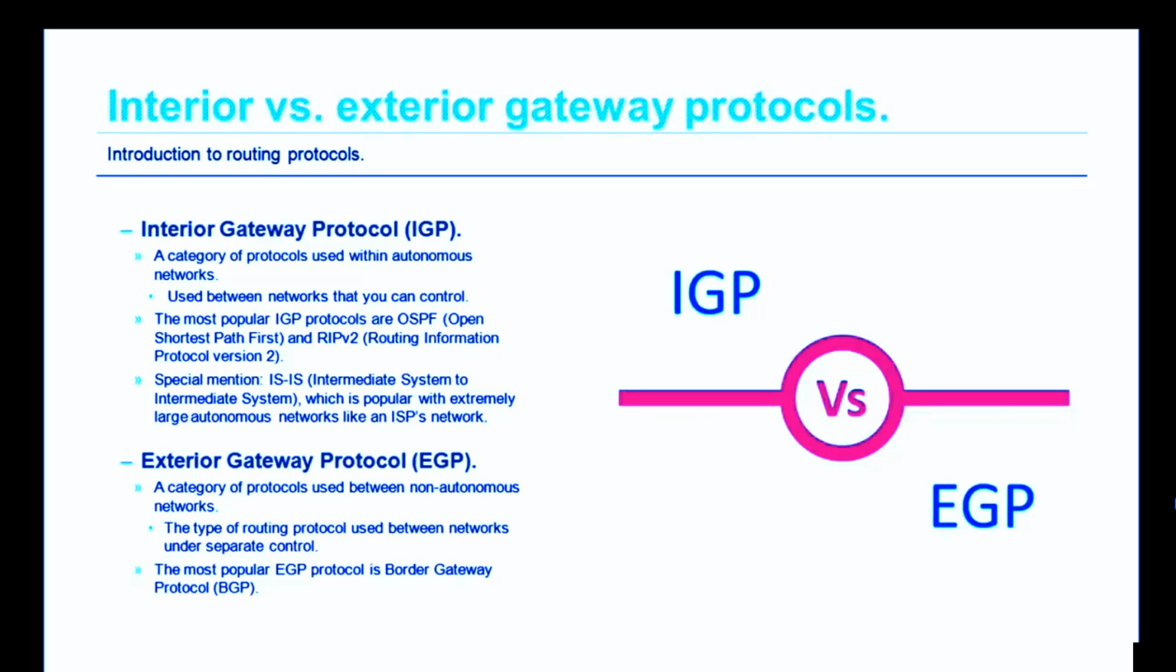Now there is a special mention here, and that's ISIS, which is Intermediate System to Intermediate System. ISIS is popular with extremely large autonomous networks, like an ISP's, or Internet Service Provider's, network. Exterior gateway protocols, on the other hand, are a category of protocols used between non-autonomous networks. So EGPs are used between networks that are controlled by different organizations or entities. The most popular EGP protocol is Border Gateway Protocol.